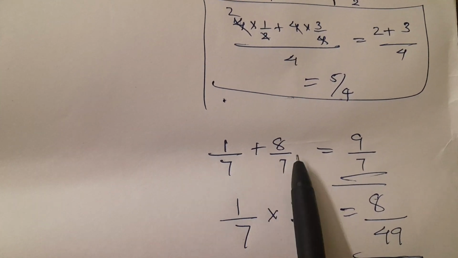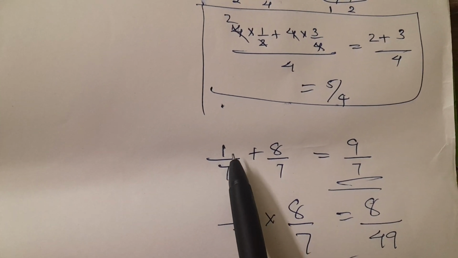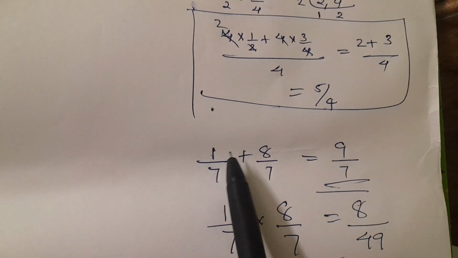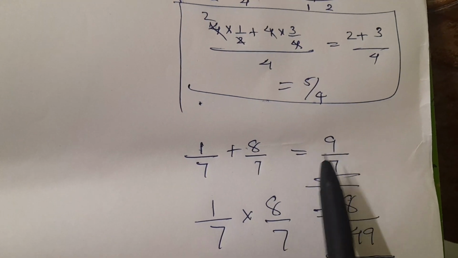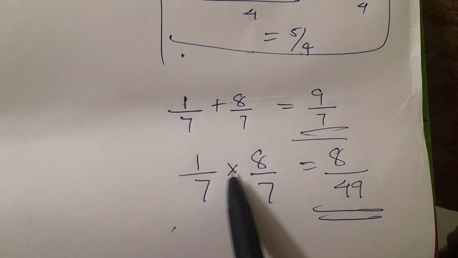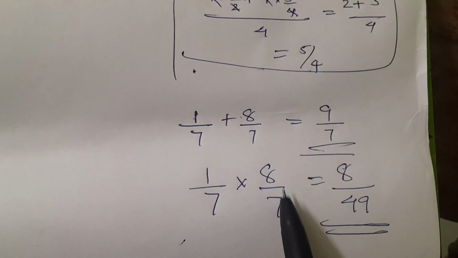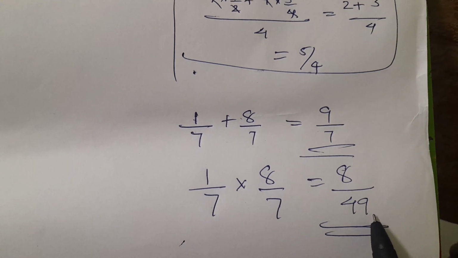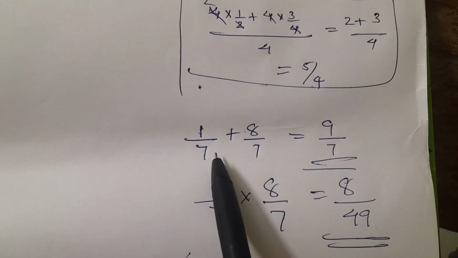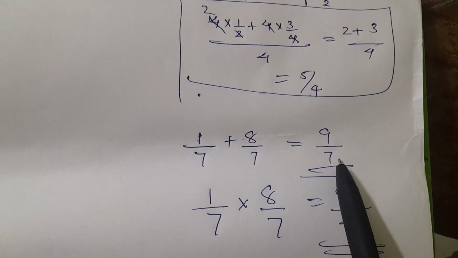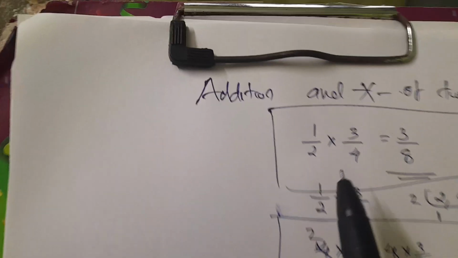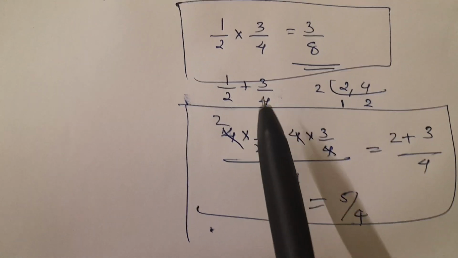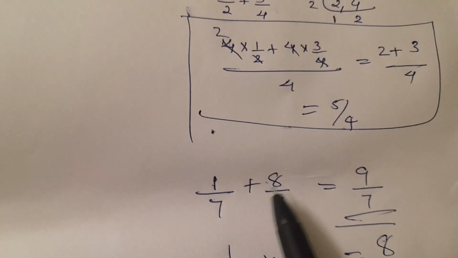When we add two fractions, if the denominator is the same, put the denominator here and add the numerators, 1 plus 8, 9. And when we multiply two fractions, 1 by 7 into 8 by 7, 1 into 8 is 8, 7 into 7 is 49. Okay. When the two denominators are the same, put the denominator here. If two denominators are different, when we add the numbers, what happens?